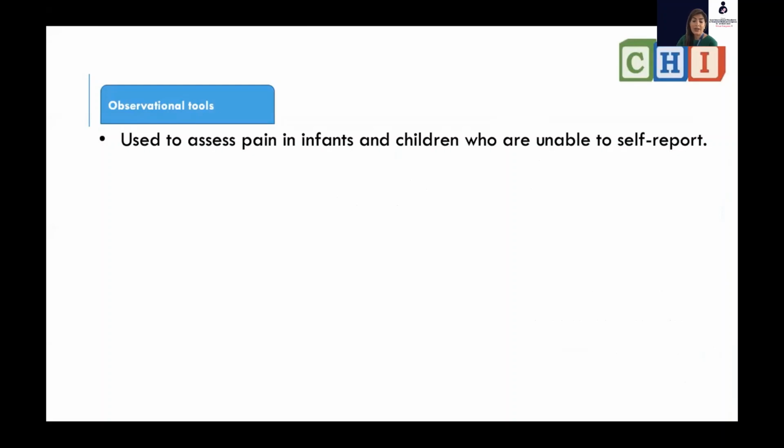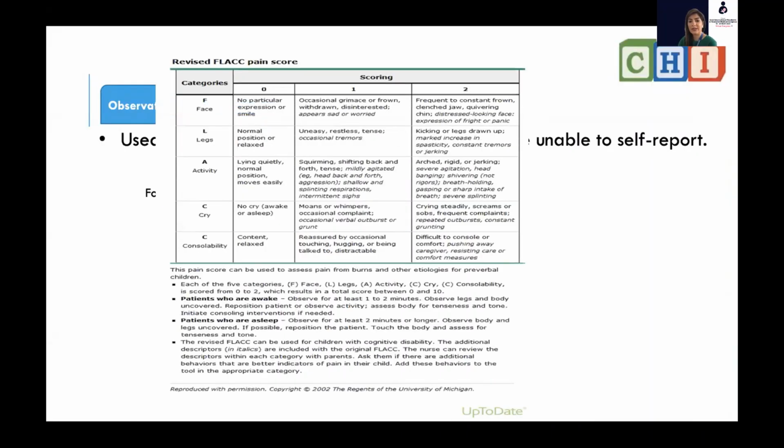If the patient is nonverbal and cannot assess the pain, then we go for observational tools. The most common one used is the revised FLACC tool: face, leg, activity, cry, consolability. And this is the chart. It is scored from 0 to 2. The observation involves 5 elements. We observe the patient for 1 to 2 minutes. If the patient is sleeping, we go beyond 2 minutes, and then we accumulate the score, and then we have the final intensity score.